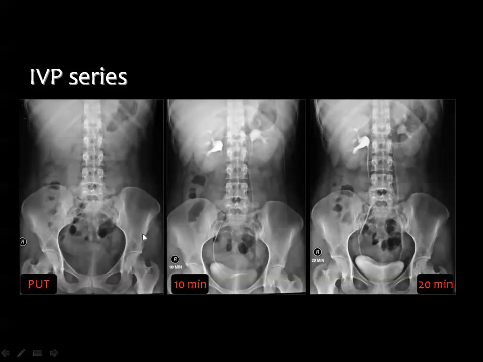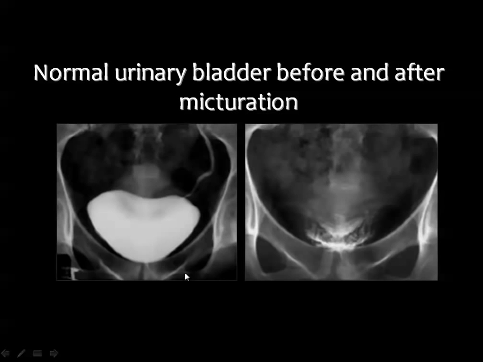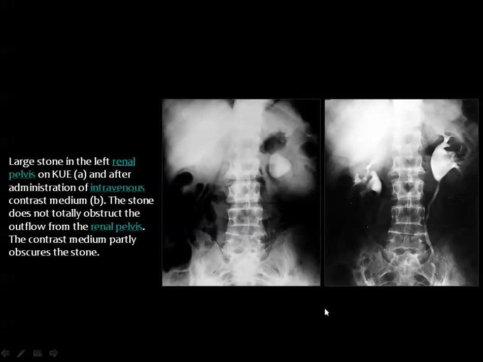This is the series of intravenous urography. We start first by the plain UT, then we inject the contrast material, then we have a film after 10 minutes and another film after 20 minutes. In both films we can assess the collecting system, we can also see the ureters, and we can see the urinary bladder. Finally, we should have a spot film for the urinary bladder before evacuation and after evacuation.